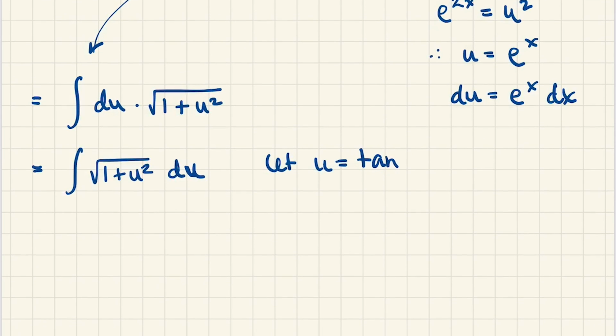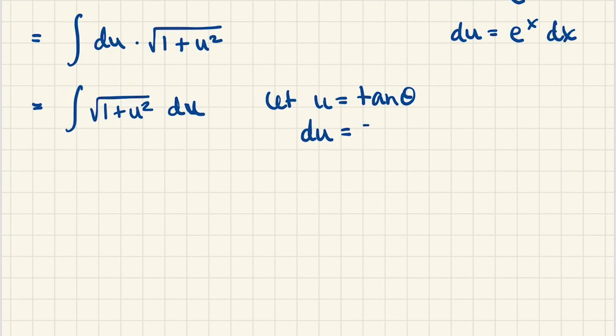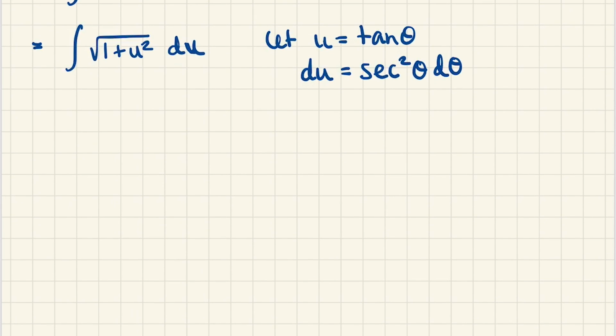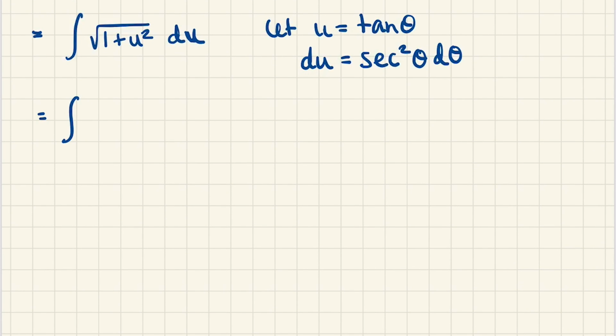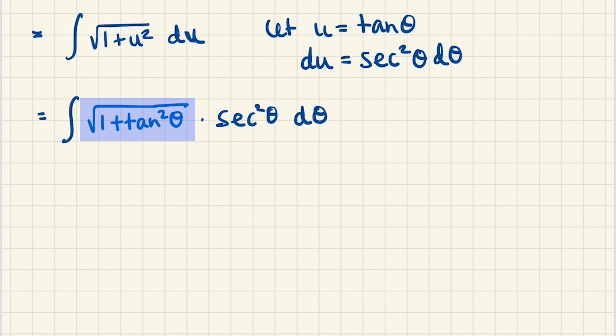So u is equal to tangent of theta, and du will be secant squared theta d theta. So under the radical, we have 1 plus tan squared theta, and then du is secant squared theta d theta. Of course, as always, this entire radical expression will drop down to a single trig function, and in this case, it'll drop down to secant of theta, which means we have secant of theta times secant squared. Well, of course, that's secant cubed of theta.